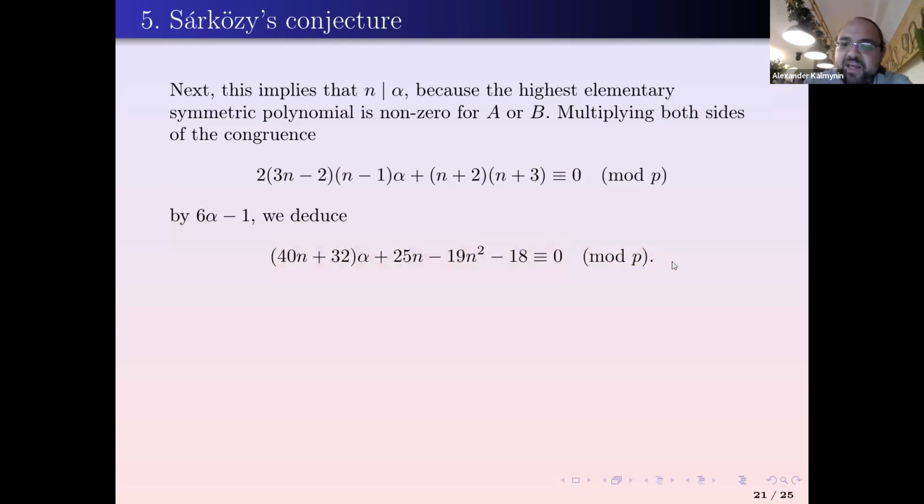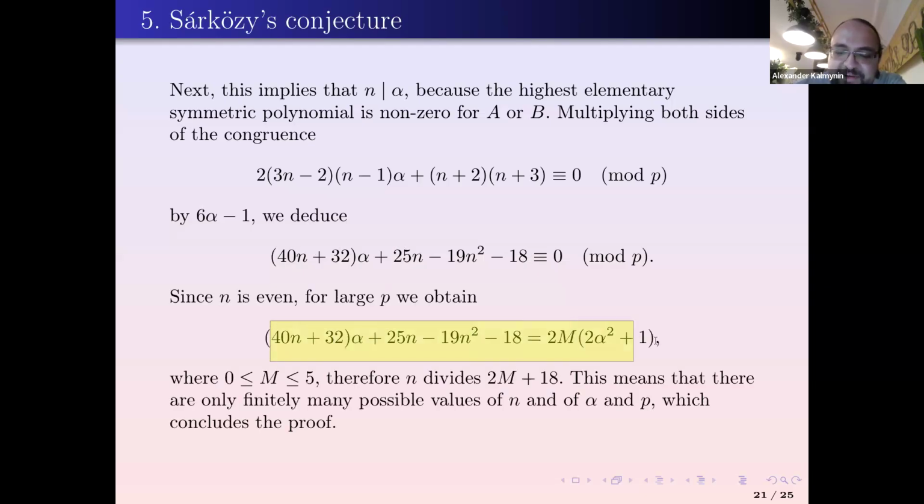And this is actually already a victory because n and alpha are of order square root of p. So this expression is of order p. And so you have a finite number of possibilities for the value of this. And indeed, you get this formula and this coefficient 2m. m is between 0 and 5. And so if we look at that, we understand that n divides 2m plus 18. Well, it is not really clear from this formula, but you can manipulate this a little bit and see that n is a divisor of 2m plus 18. Okay, so this would mean that there are only finitely many possible values of n, and so finitely many possible values of alpha and of p, which concludes the proof.